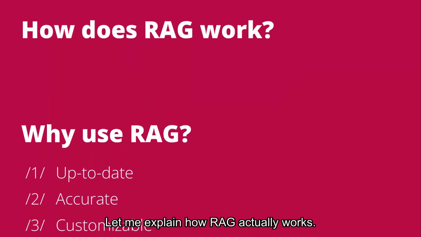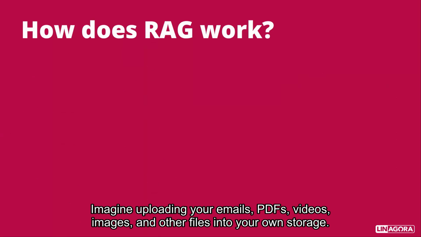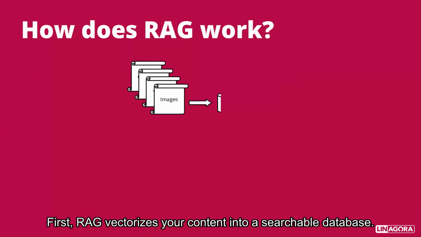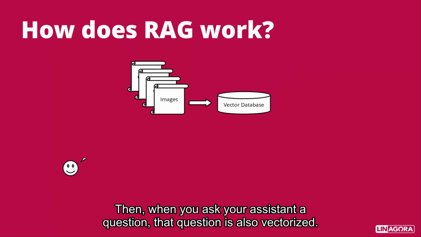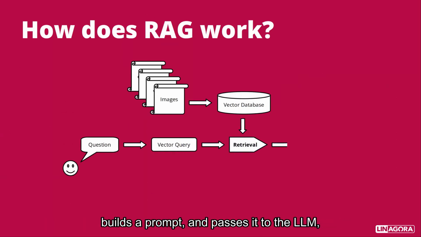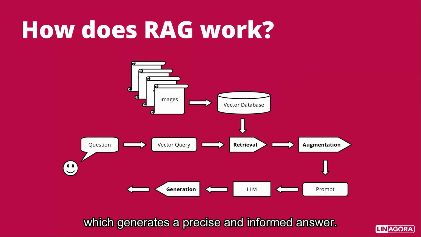Let me explain how RAG actually works. Imagine uploading your emails, PDFs, videos, images, and other files into your own storage. Here's what happens next. First, RAG vectorizes your content into a searchable database. Then, when you ask your assistant a question, that question is also vectorized. The system retrieves the most relevant chunks from your documents, builds a prompt, and passes it to the LLM, which generates a precise and informed answer.